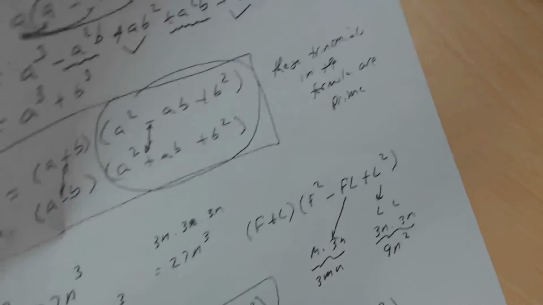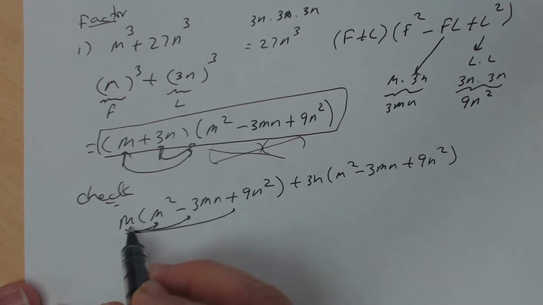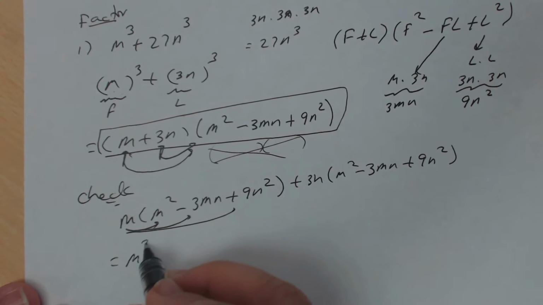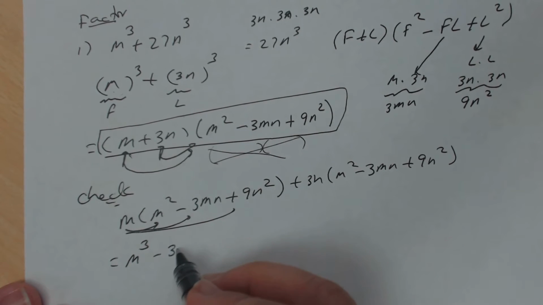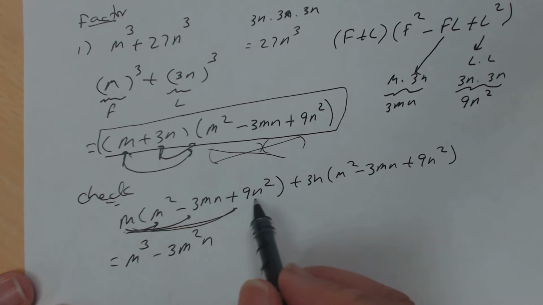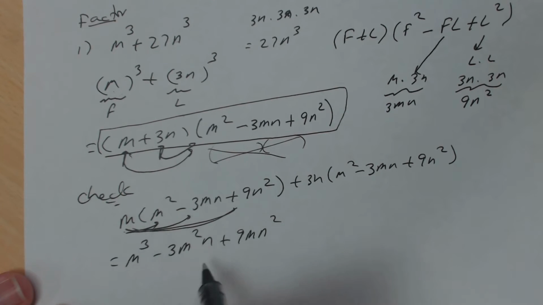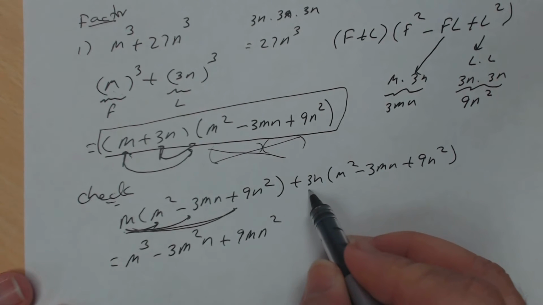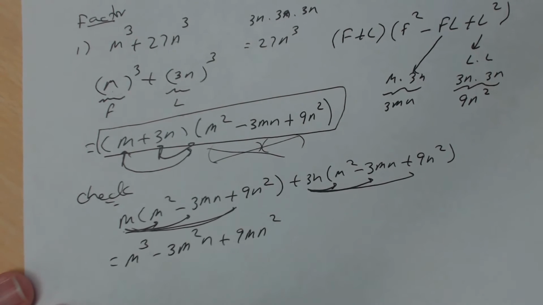All right, and then we use the distributive property. I get m times m squared is m cubed. M times a negative 3mn is a negative 3m squared n. M times a positive 9n squared is a positive 9mn squared. Over here, when I distribute the m, this is what I got. I just multiply every term by m, and this is what I ended up with. Over here, I'm going to distribute 3n. So multiply every term in here by 3n.